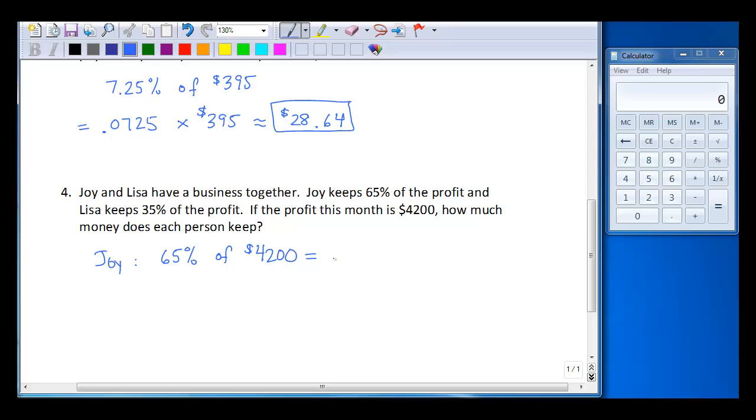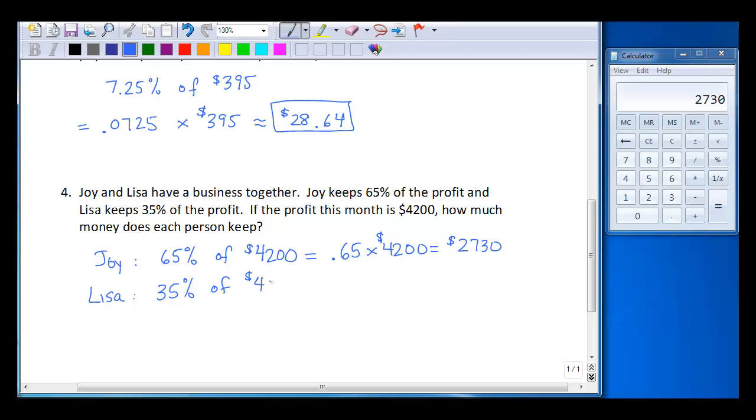Converting that 65% to a decimal, that's 0.65. "Of" translates into times $4,200. 0.65 times 4,200, that's $2,730 for Joy. Then Lisa keeps the other 35%.